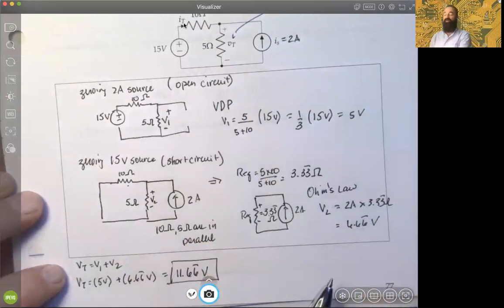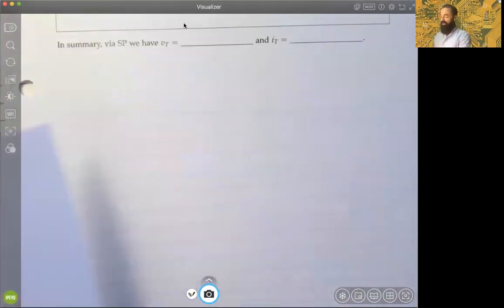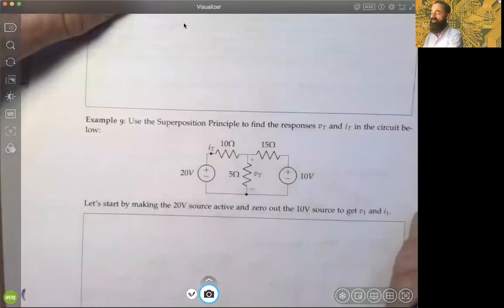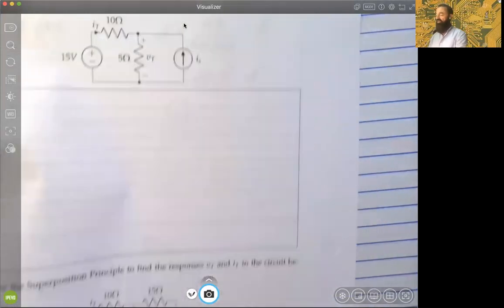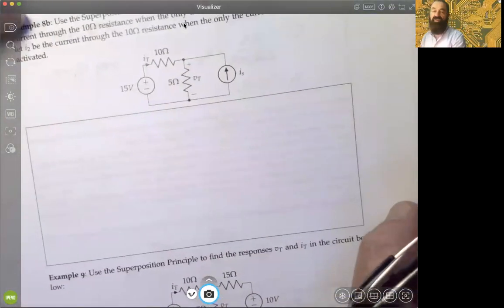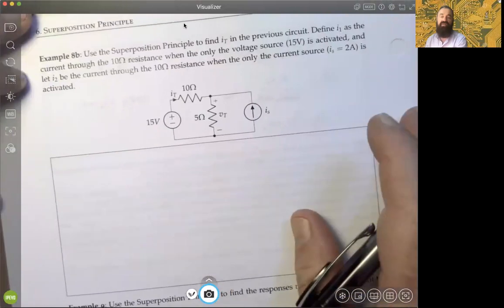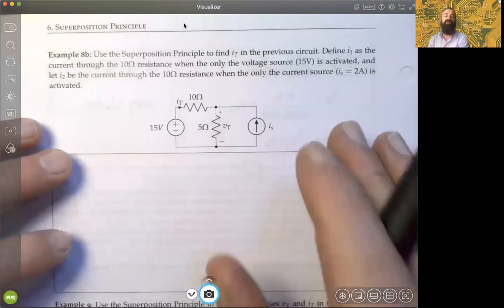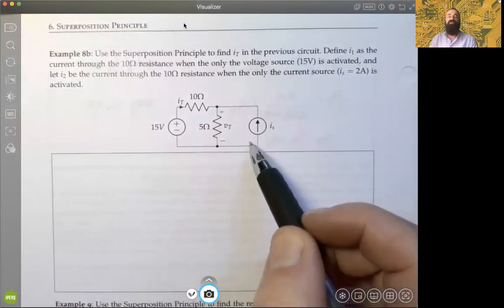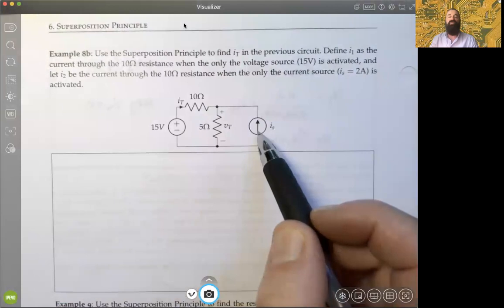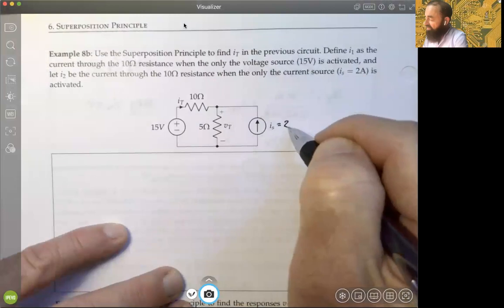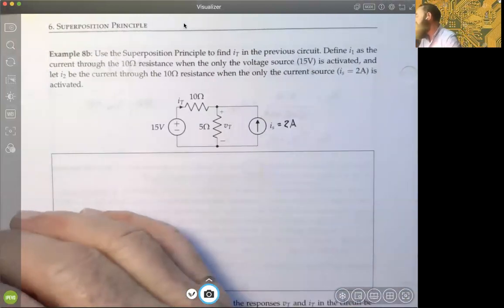All right. So let's move on to page 78 and get some more practice. We're just going to get some more practice now doing superposition. In this case, we're going to use it this time to get a current. We did it for voltage before, so this time we're going to do current. So we have two independent sources. We're going to assume that this current source again is 2 amps, so we'll just mark that there.